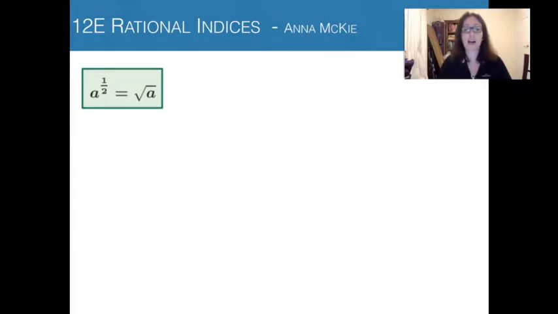Hello, I'm Anna Mackay, and today we're looking at rational indices. Rational in this sense means fractional powers. So you're probably familiar with this law here, that if something is to the power of a half, that's the same as the square root of that base.